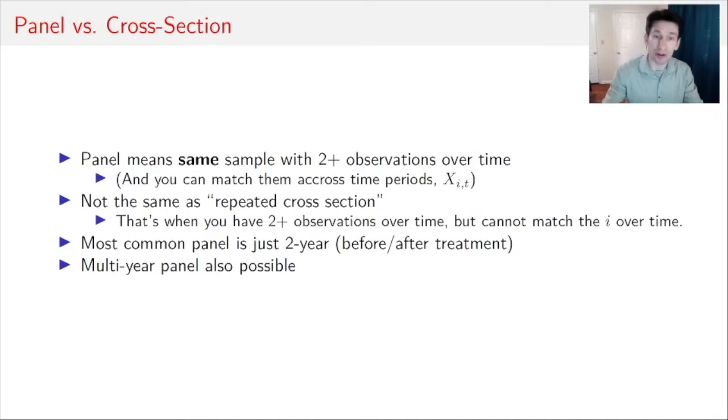Your observations are XITs, where I is the item or the individual. And so this is not the same as a repeated cross-section, where perhaps you have data at 2 points in time, but you don't actually have the same items or the same people in your data. So in a lot of the impact analysis literature, and particularly in randomized controlled trials, the most common panel is one observation before, one observation after the treatment. But of course, there are also multi-year panels.